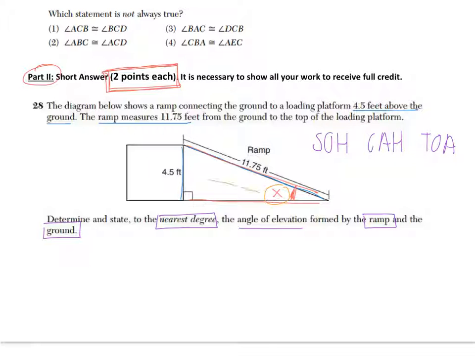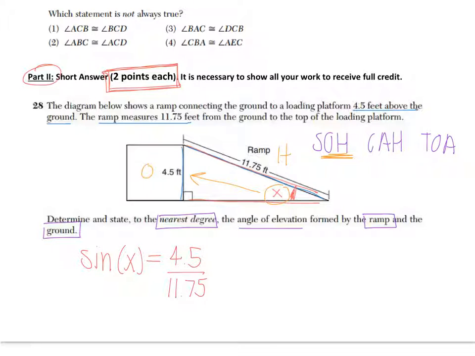From this position, I draw in my opposite side. And then, I always say, well, across from the right angle is my hypotenuse. So in this scenario, I have O and I have H. O and H comes from sine. So the next step would be to set up my ratio. So I have sine of x, because I don't know what my angle is, equal to O, which in this scenario was 4.5, over H, which was 11.75.